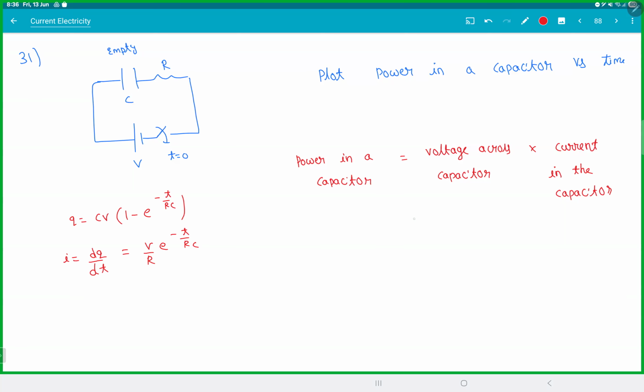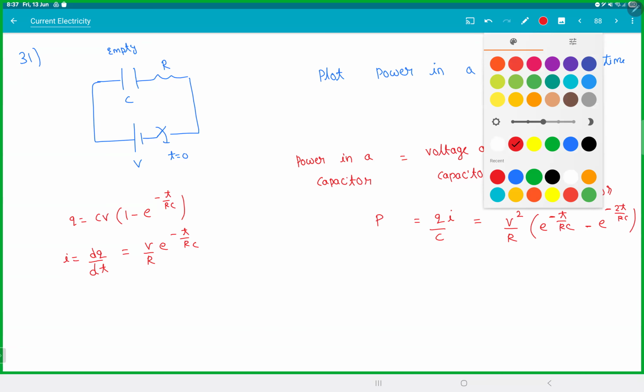Voltage across the capacitor is Q by C, and this is I. Multiply this, you will end up with V squared by R times (e^(-t/RC) minus e^(-2t/RC)). There, that's your power actually.